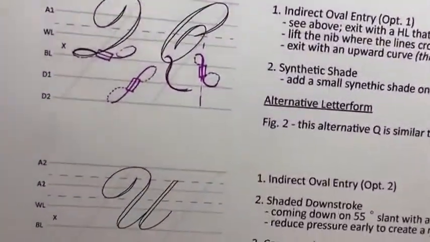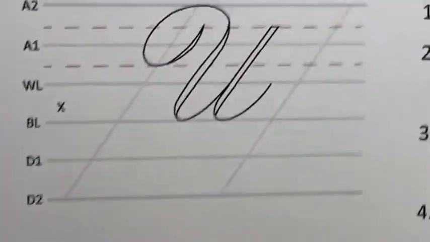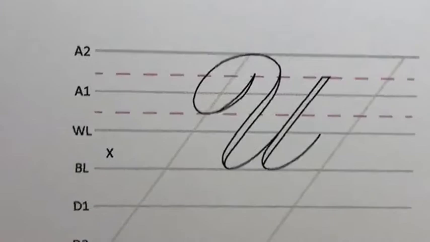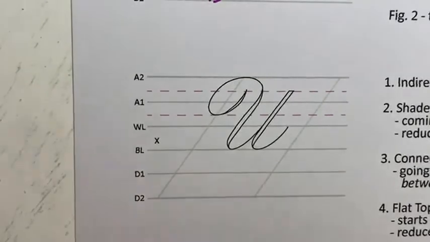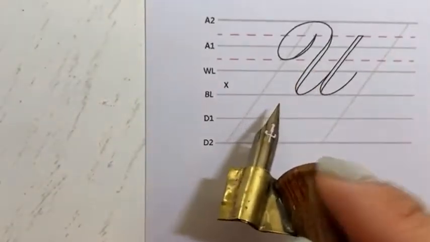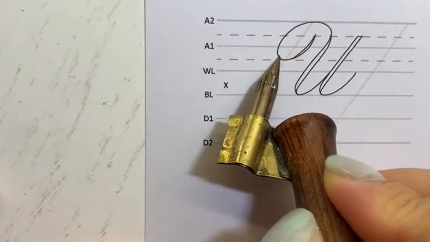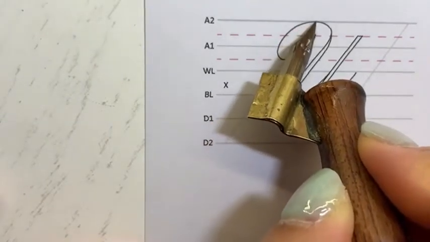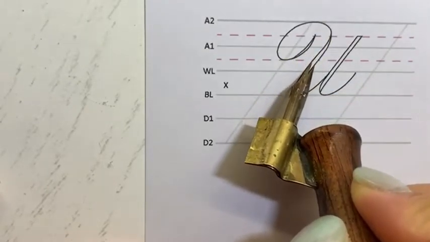Quickly, next one, U. Okay. Now, if we look at the U, let's zoom out a little bit. Okay. Without ink, let's try. Starting with an indirect oval entry, same thing that you've been learning. Up, relax. It will hit the ascender too. You come down. Make sure you write on slant, 55-degree slant.